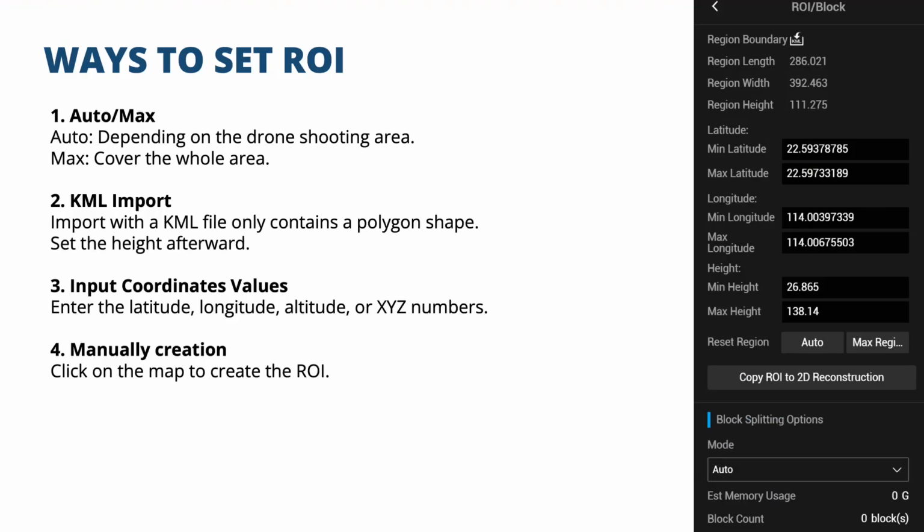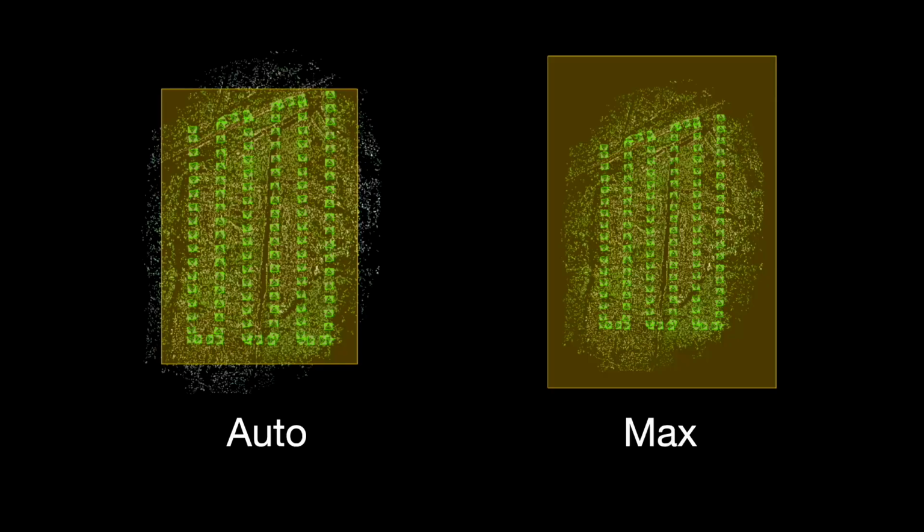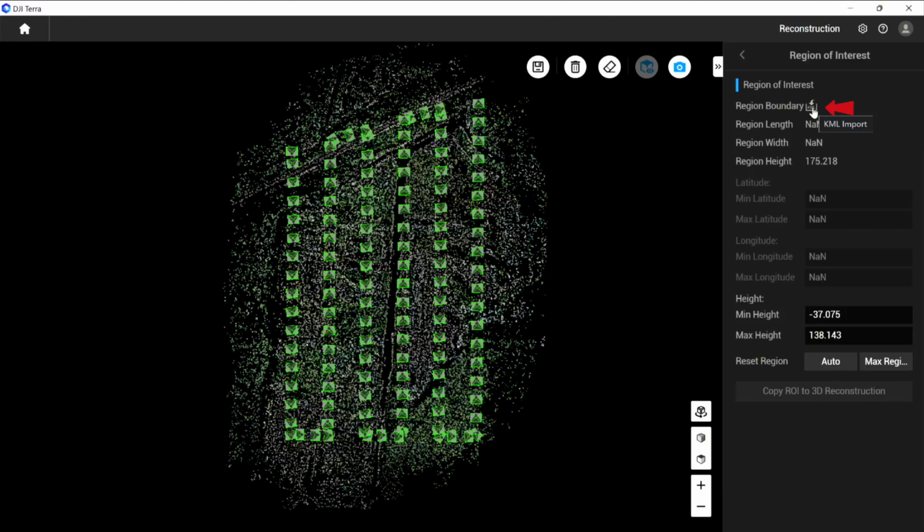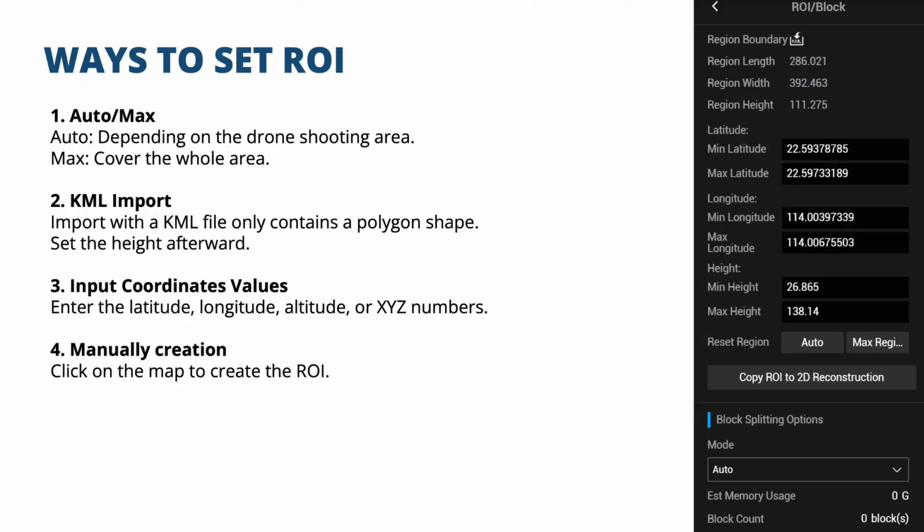There are 4 ways to create ROI. First is Auto. Click Auto or Max, and DJI will recognize the boundary automatically. This is the fastest method. Second, KML import. Click Import KML and select the KML file containing only a polygon shape. DJI Terra will transfer it to the boundary shape. Don't forget to set the height afterward.